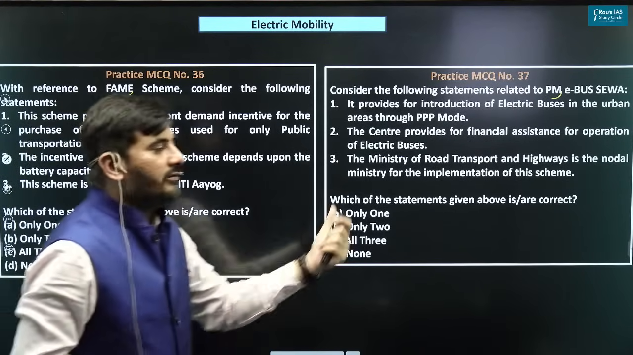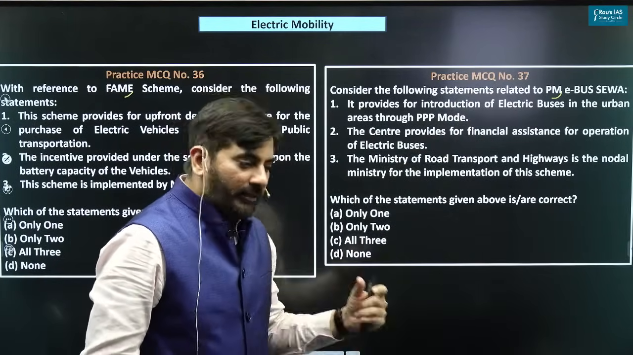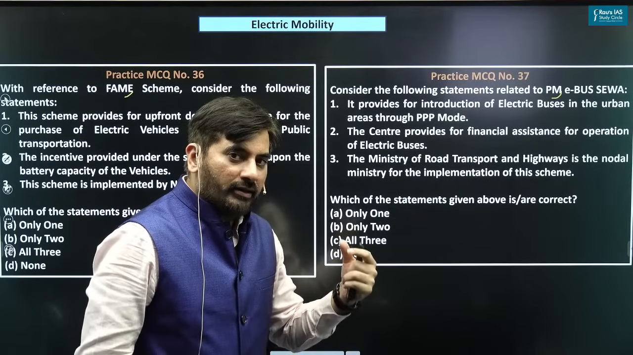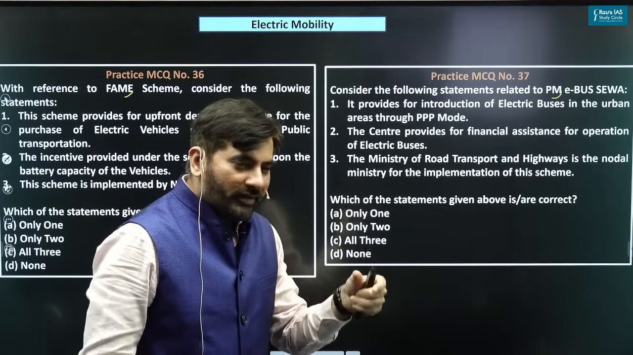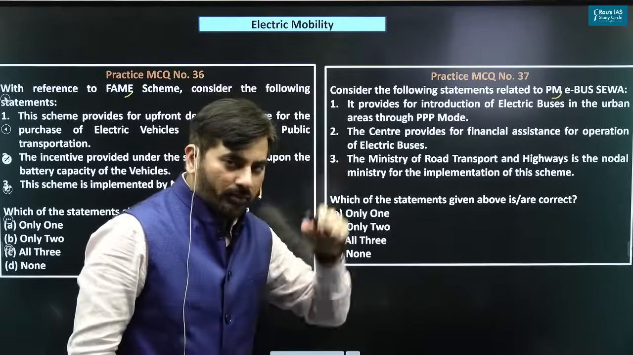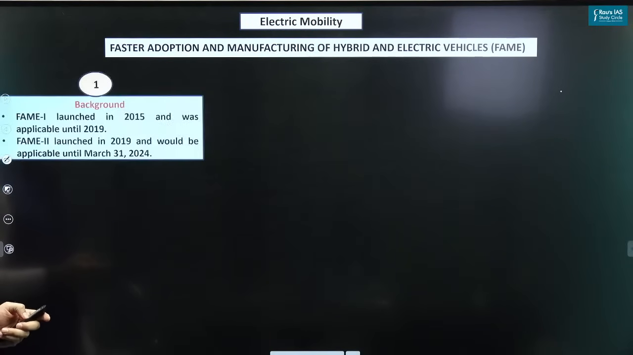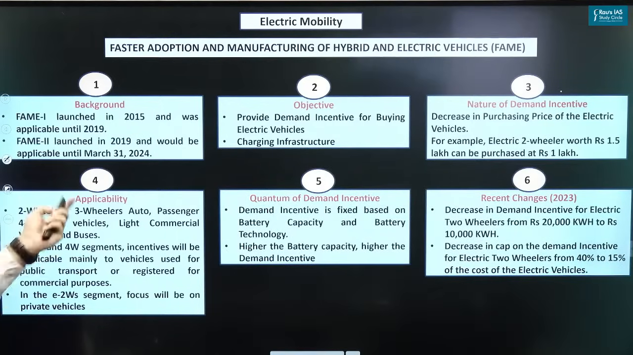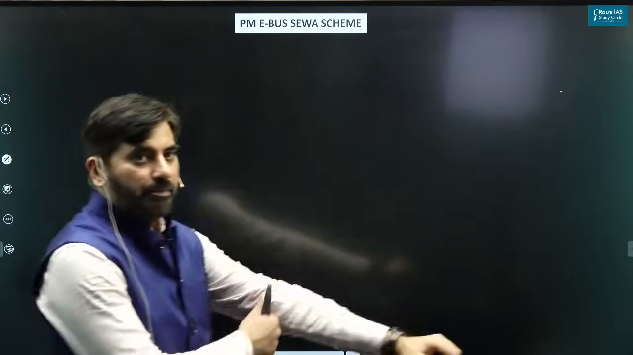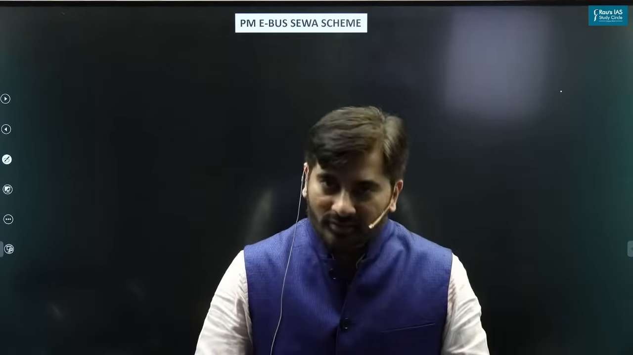My focus is on discussing PM e-bus Seva, in particular the concept of the payment security mechanism, which the finance minister has announced in this year's budget with respect to PM e-bus Seva. So you can see here, with respect to the FAME scheme, all the necessary details I have incorporated. I hope you should be able to go through these details. My focus is on the PM e-bus Seva scheme, which was recently launched in the year 2023.